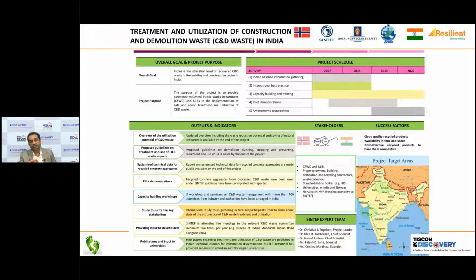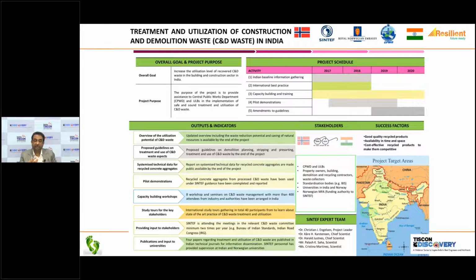So 2 years ago, Sintef got into an MOU with the CPWD, and the main objectives of this project were, one, to first have baseline data generation so that you know exactly what kind of C&D waste is being generated in different places. It looks at international best practices, so that we bring in what is being used in other parts of the world to India and don't have to go through the learning curve. There is also a part of capacity building and training so that people are aware and do the right things.